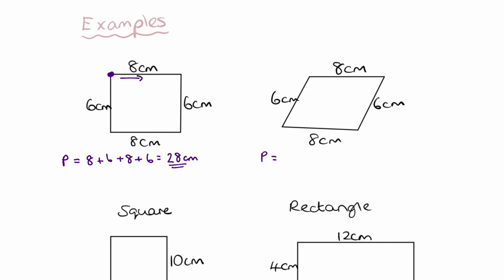Well, that's a bit funny because look, if we start here and go that way and go all the way around the shape, look what we're doing. 8, add 6, add 8, add 6. So it's exactly the same as the last one. So it's a different shape, and we know the answer is 28 because we've already worked it out. So it's a different shape, but it's got the same perimeter.